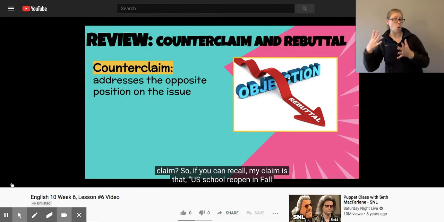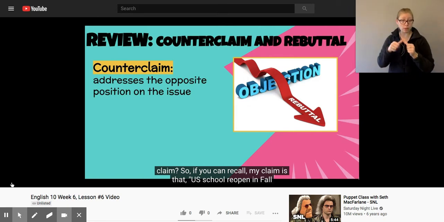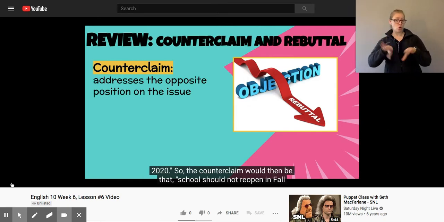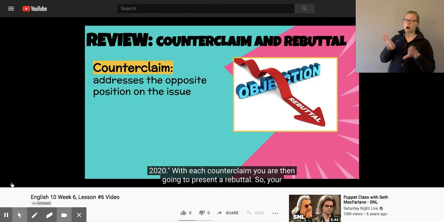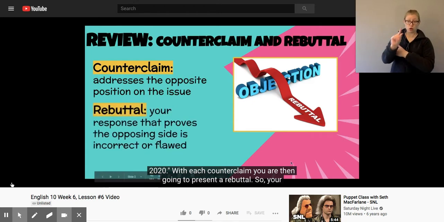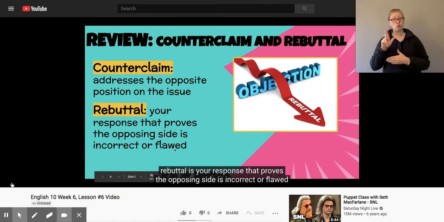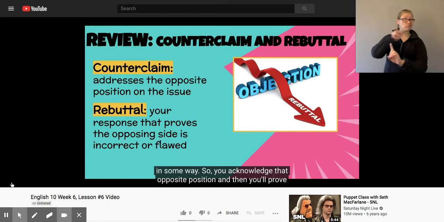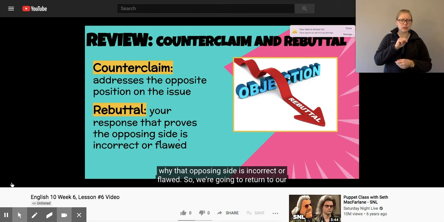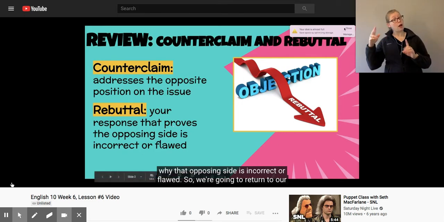So if you can recall, my claim is that U.S. schools should reopen in fall 2020. So the counterclaim would then be that schools should not reopen in fall 2020. With each counterclaim, you are then going to present a rebuttal. So your rebuttal is your response that proves the opposing side is incorrect or flawed in some way. So you'll acknowledge that opposite position, and then you'll prove why that opposing side is incorrect or flawed.